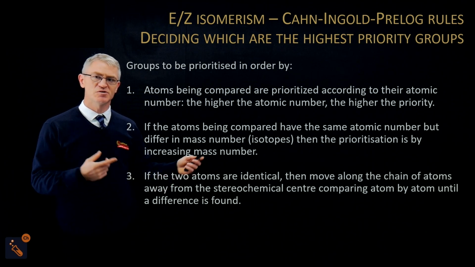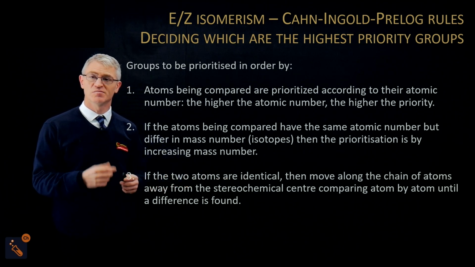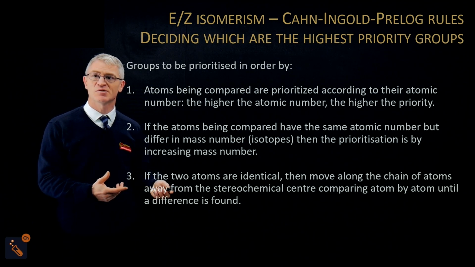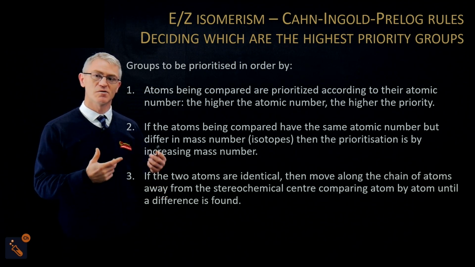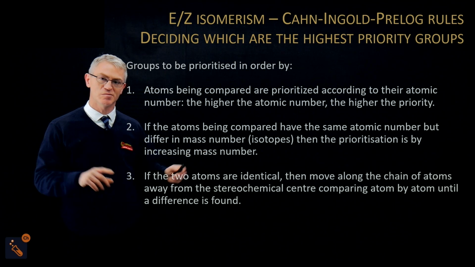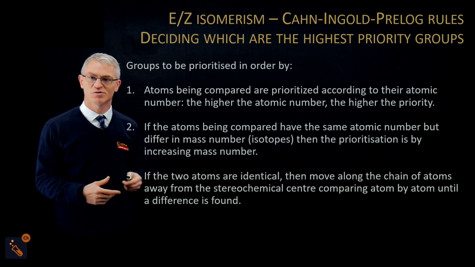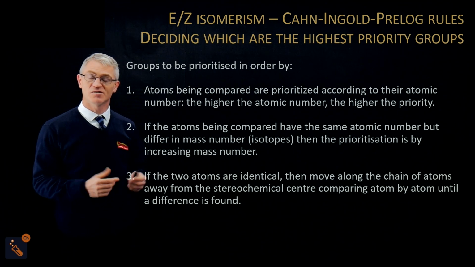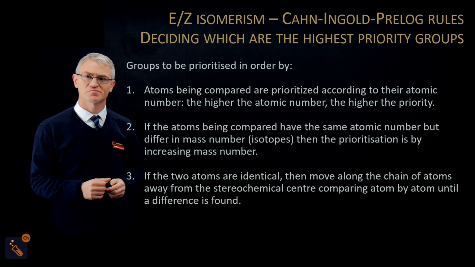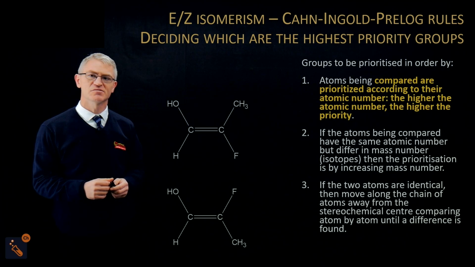The last one: if the two atoms are identical, then you move along the chain away from the stereochemical center. Now, the stereochemical center is the double bond, okay? So you move away from the double bond and you compare atom by atom until a difference is found. So you go to the next highest priority element, and we'll do an example of that as well. Now, let's go through the examples here.